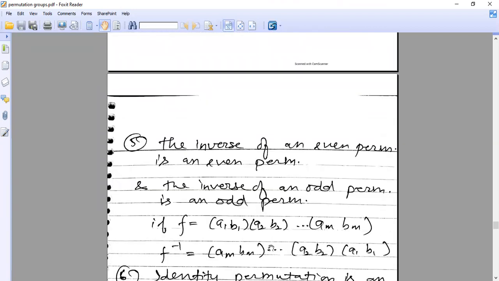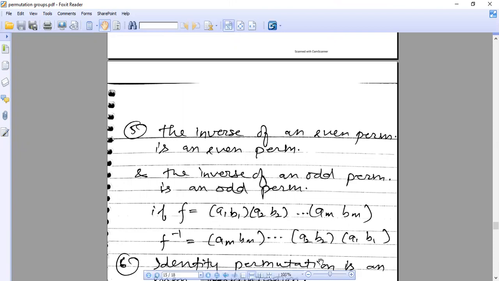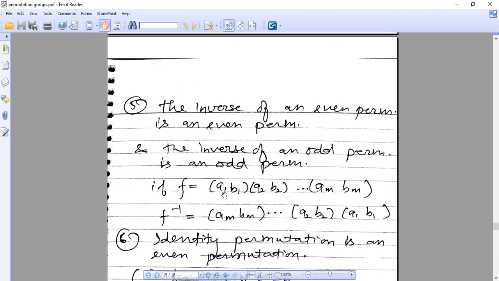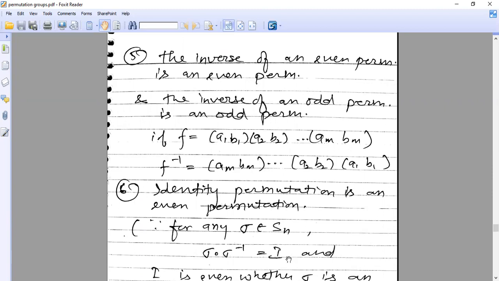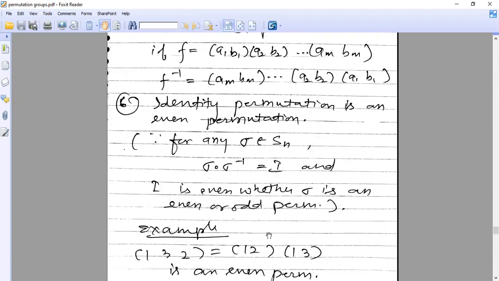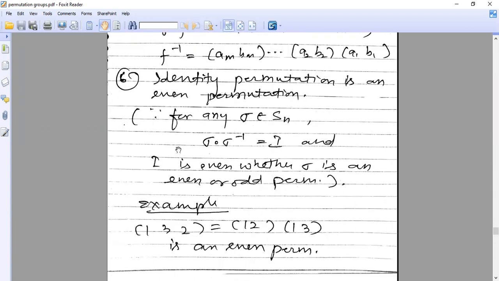The inverse of an even permutation is an even permutation, and the inverse of an odd permutation is an odd permutation. And if you have a permutation F written as the product of transpositions A1, B1, A2, B2, up to AM, BM, then its inverse would be AM, BM, AM minus 1, BM minus 1, and so on, down to A2, B2, A1, B1. The identity permutation is an even permutation. The identity permutation is always an even permutation. You can see the justification here.